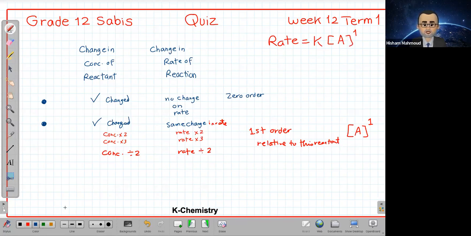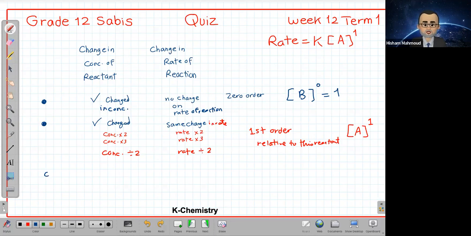What about if it is zero order? Then you will put it as a power of 0. Let's say this is reactant B, and when you check the change in concentration, it makes no change on the rate of reaction. So this means it is zero order. So it is B to the power of 0. If you have anything to the power of 0, it's equal to 1. What does it mean, 1? It means it doesn't appear here. It means it's not there. You don't write B at all because it's to the power of 0.